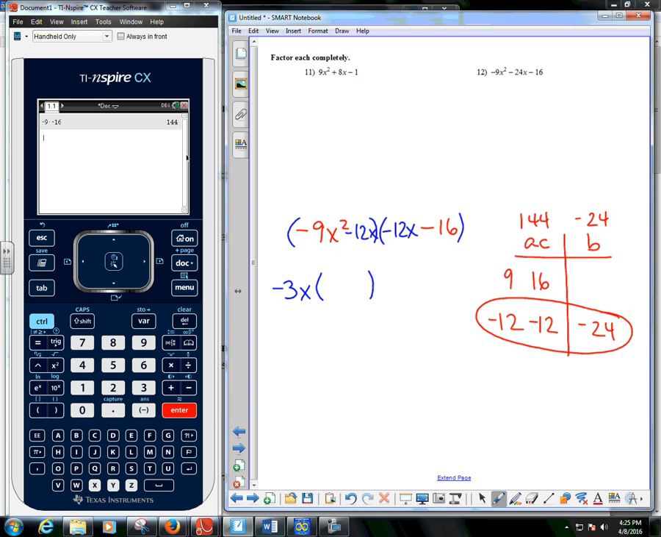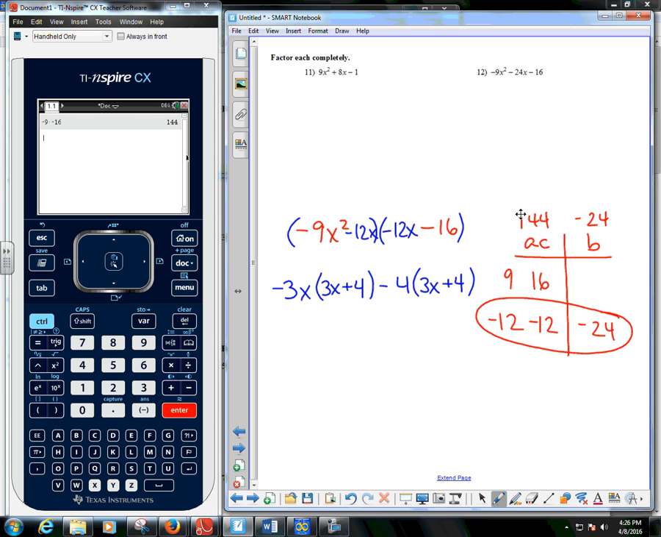I'm going to draw in my parentheses. Negative 3x times what gives me negative 9x squared? Well, that's going to be positive 3x. Negative 3x times what is going to give me negative 12x? Well, that's going to be positive 4. My second set of parentheses, my GCF for negative 12 and negative 16 is going to be negative 4. That's the biggest number that goes into both 12 and 16. My first term is negative, so my GCF will be negative. Negative 4 times what gives me negative 12? Well, that's going to be positive 3x. Negative 4 times what gives me negative 16? That's going to be positive 4.